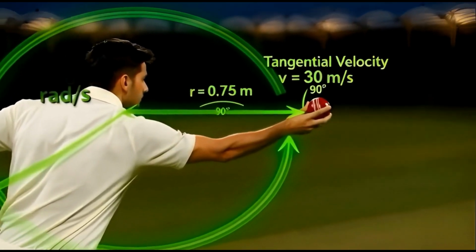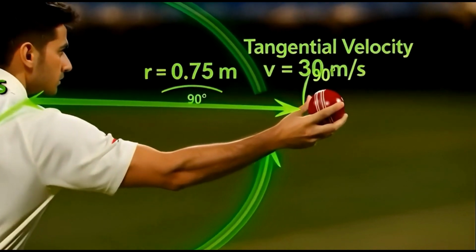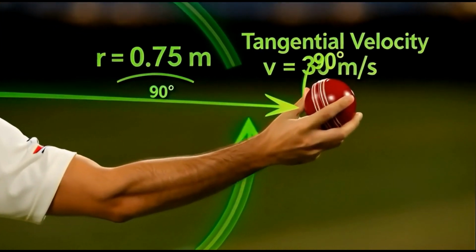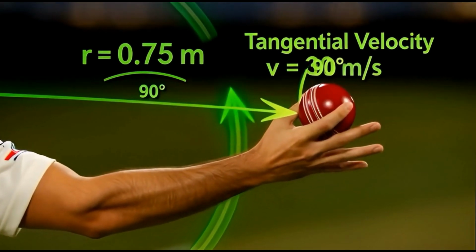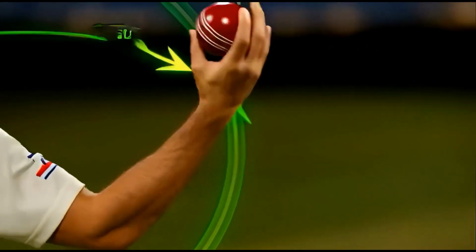This velocity is always directed tangent to the circular path and perpendicular to the radius of rotation. The magnitude of this velocity depends on two factors: the length of the arm and the angular velocity of the rotation. The faster the arm rotates, the greater the tangential velocity of the ball.